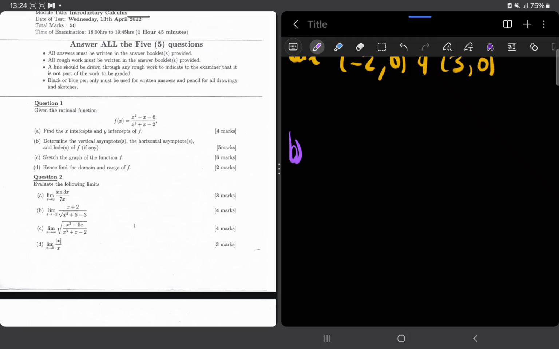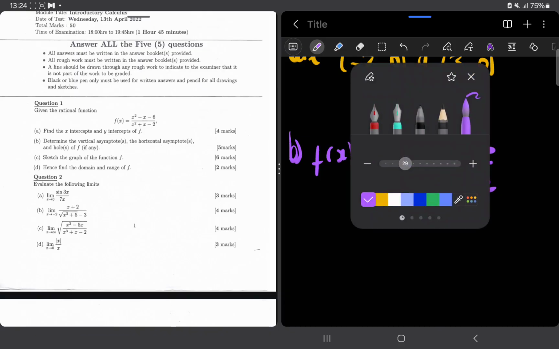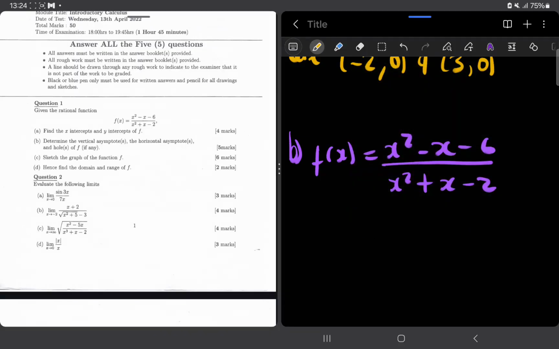So determine the vertical asymptote and horizontal asymptote. For the vertical asymptote, we put our f of x equal to x squared minus x minus 6 all over x squared plus x minus 2. The first asymptote, which is easier to find for something that has not been factorized yet, is the horizontal asymptote. You just compare the highest power of x in the top to the highest power of x in the bottom. The highest power of x here is 2, and in the bottom is 2.